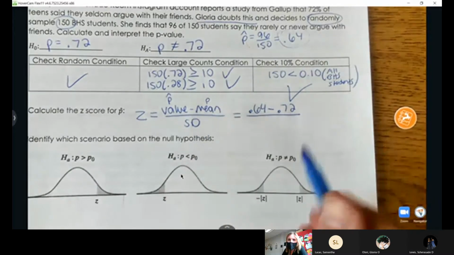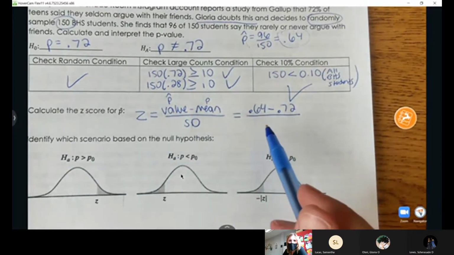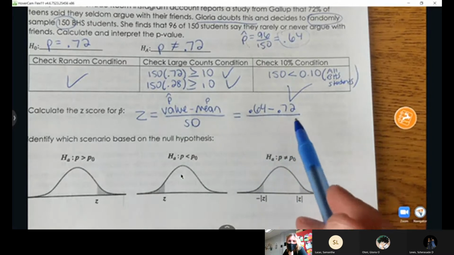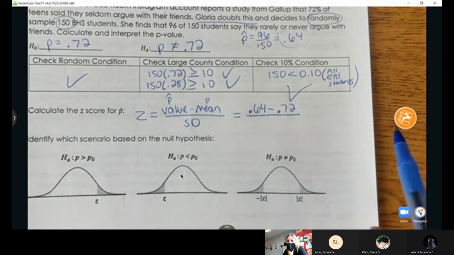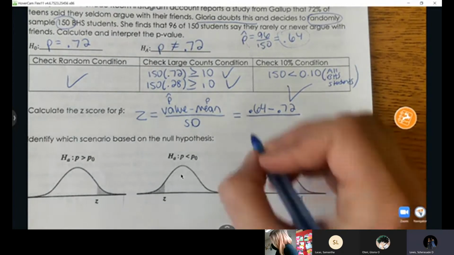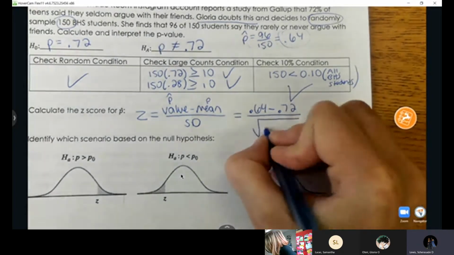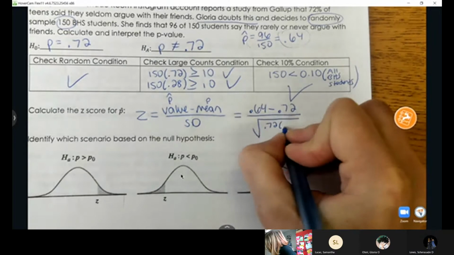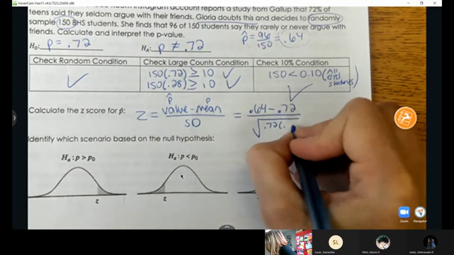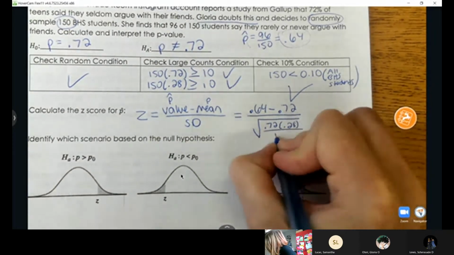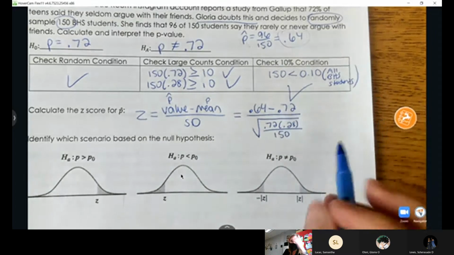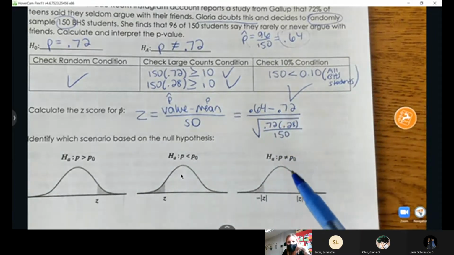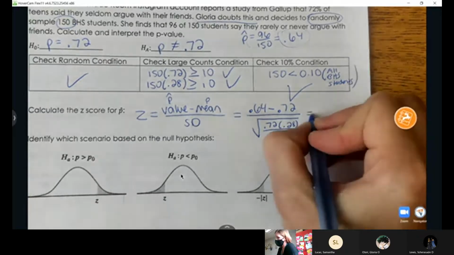And then I'm going to use the standard deviation formula. And which number should I use in it, the 0.64 or the 0.72? The 0.72. Yep. So I'm going to do 0.72 times 0.28 over 150. And that comes straight from the formula sheet from those sampling distributions. So you can see the square root of P times 1 minus P over N. So go ahead and plug all that in and let me know what you get.